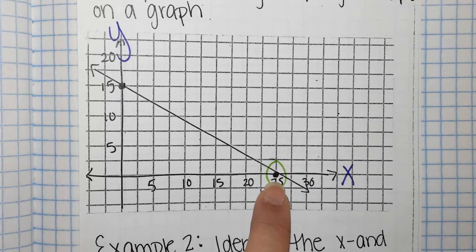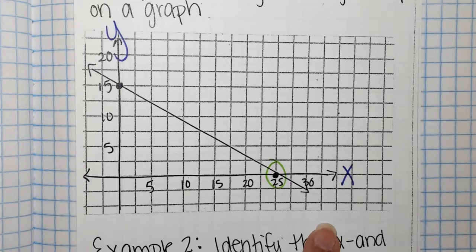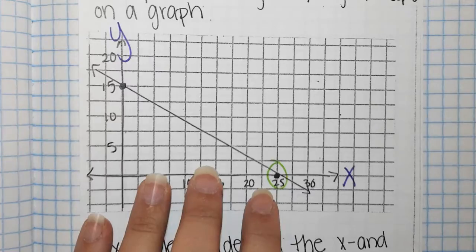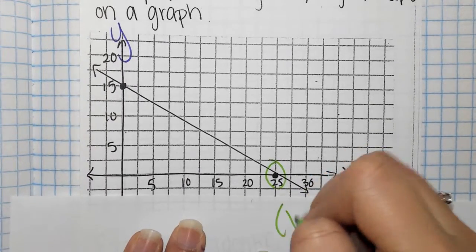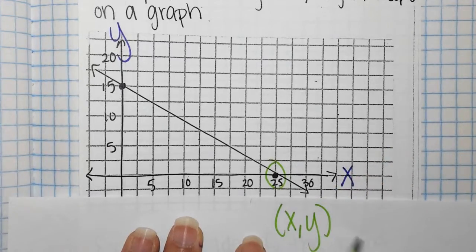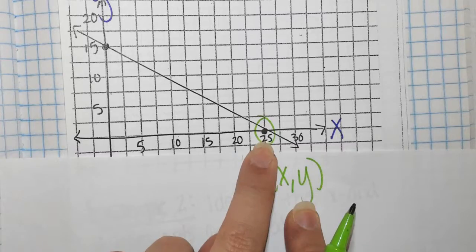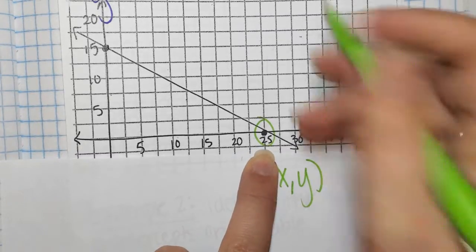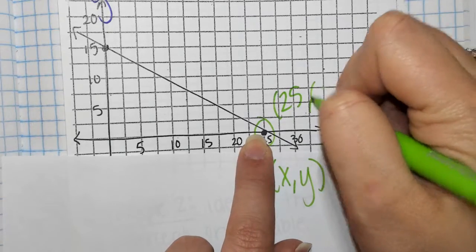Is it 0, 25, or is it 25, 0? Alright guys, listen to me. When we're writing a coordinate, what comes first? I'm pretty sure when we write a coordinate, it's x then y. What's our x coordinate right here? That is 25. Take a point, Jorge. So what's our y coordinate? 0.